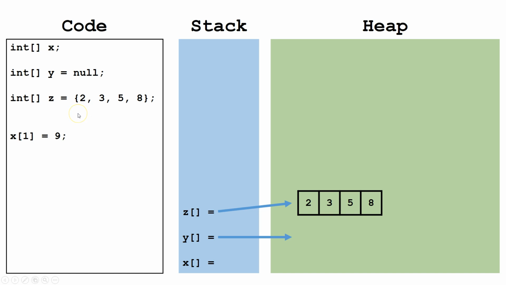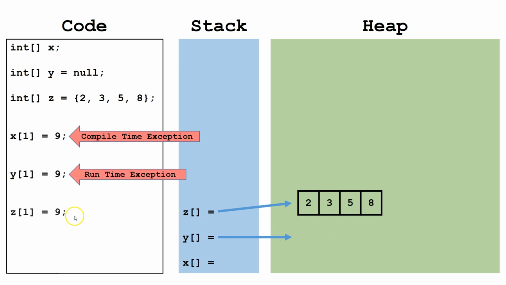Let's look at what happens when we try to access these variables. Here, we're trying to reach into the variable that x is pointing at and change index 1 to 9. This will cause a compile time error because our Java compiler knows that x isn't even pointing at anything. Next, we are trying to reach into the object y is pointing at and change index 1 equal to 9. The compiler will accept this. However, when we are running it, we will receive a crash of a null pointer exception because there is no object to actually reach into and change. Finally, we are reaching into the object z is pointing at and changing index 1 equal to 9. There is a pointer and there is an object it's pointing at, so index 1 will change to 9.